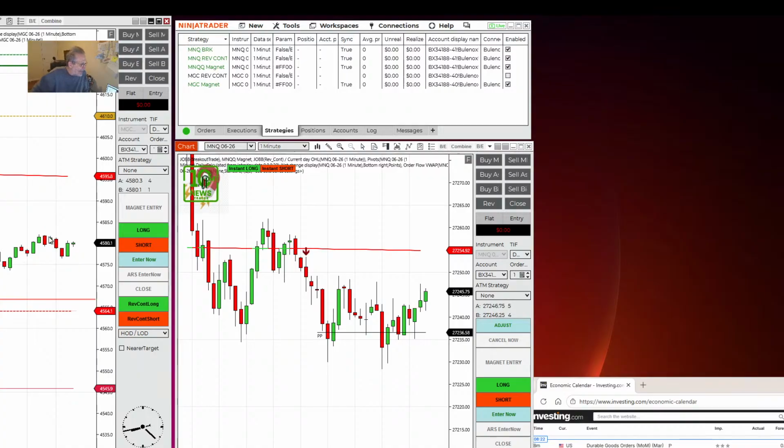What's a magnet? A magnet's an area on a chart that attracts price, that tests price over and over and over during the week, during the day, all the time. Areas get tested.